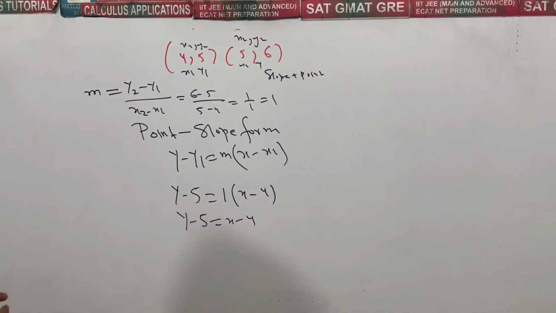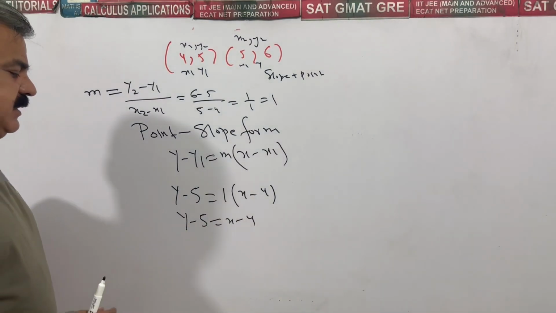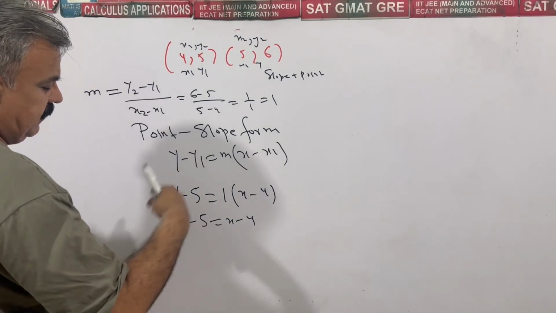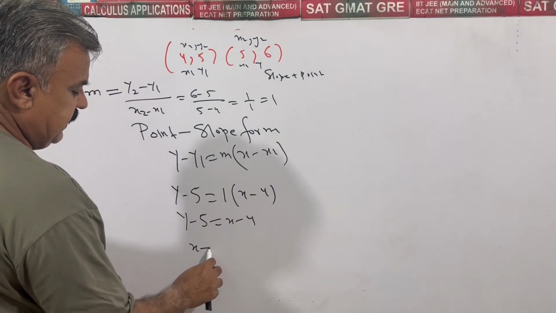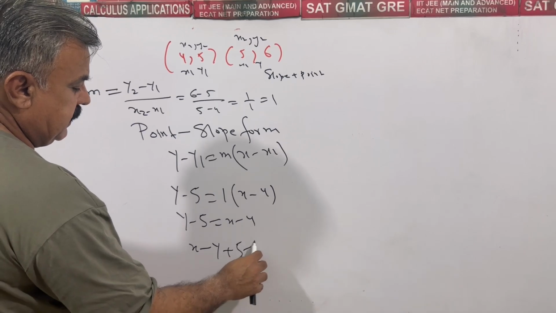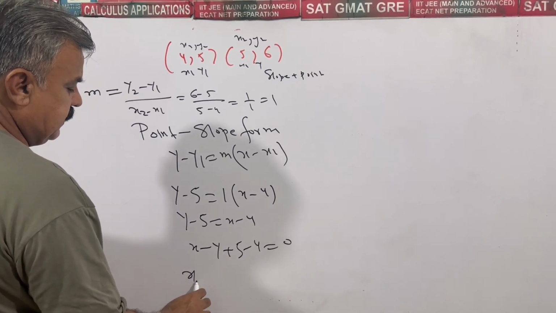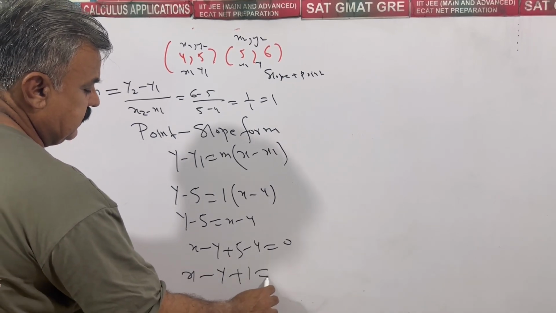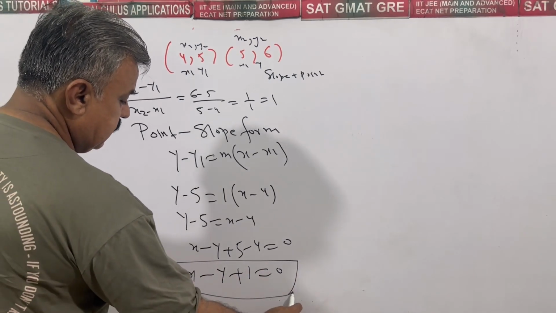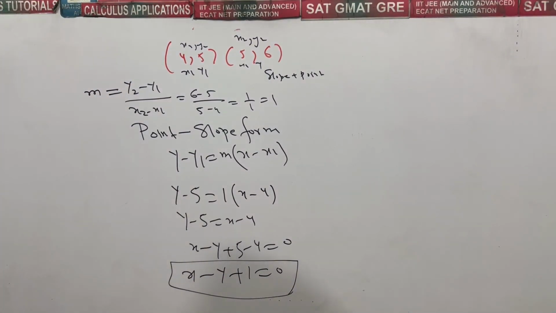Mostly in answers or in options, x is positive. So shift y minus 5 to the left hand side. I have x minus y plus 5 minus 4, which is x minus y plus 1 is equal to 0. That's our required equation of the straight line.